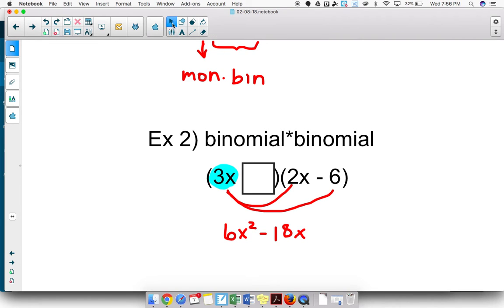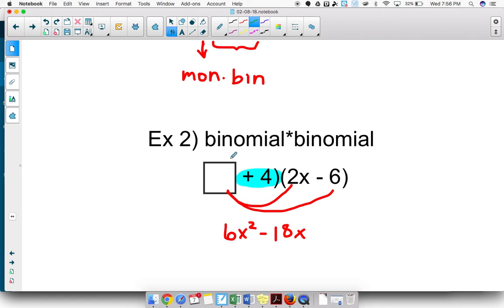Now that we distributed the 3x, we're just going to switch jobs. The 3x is done. This is why we call it the double distributive property. We're going to take the second number here, this 4, and distribute that to the second parentheses. So we're going to take this 4 and multiply it through everything on the right. 4 times 2x is 8x, and 4 times negative 6 would be a negative 24.